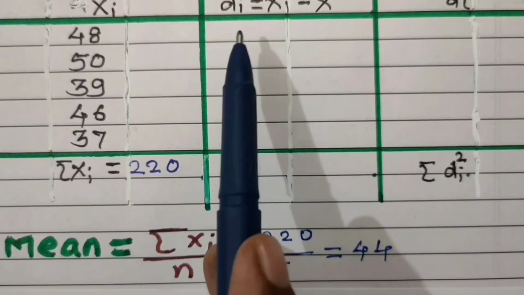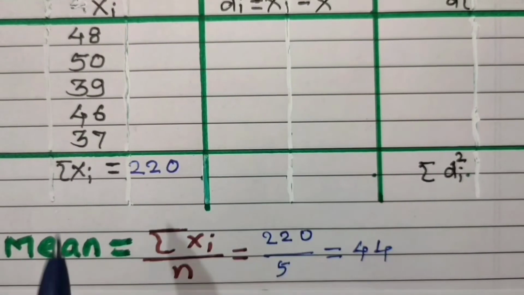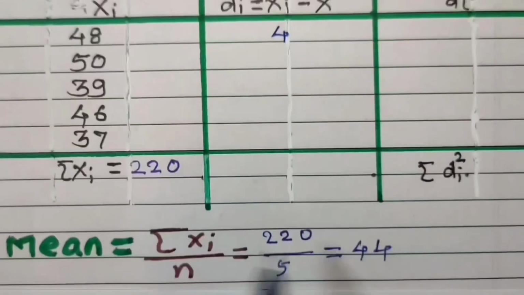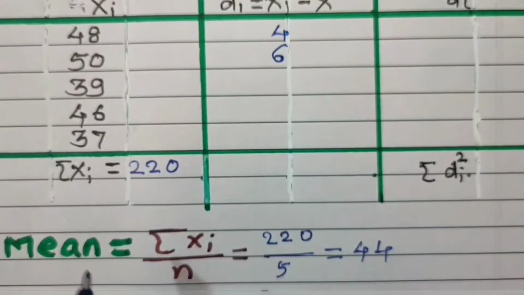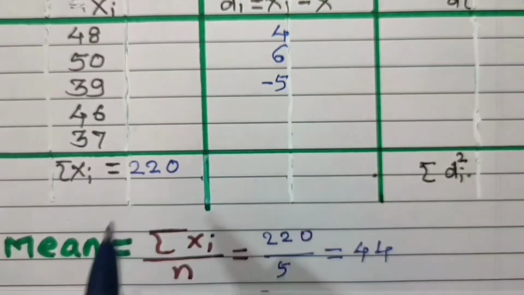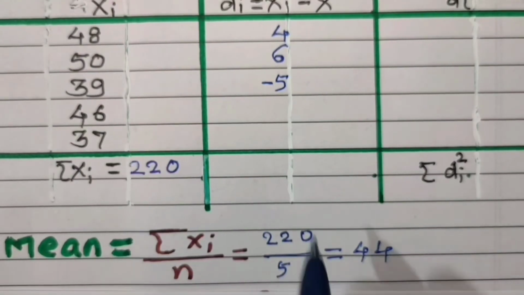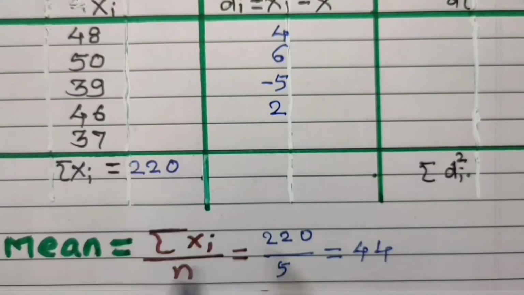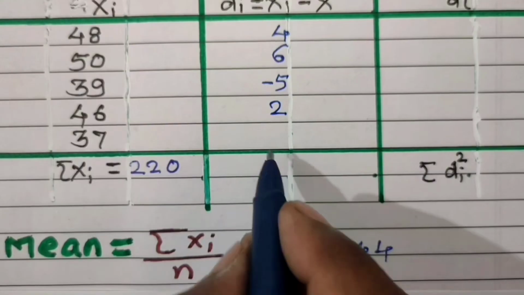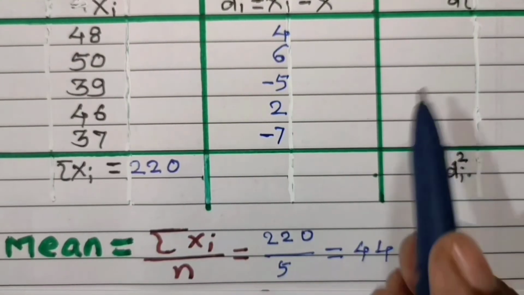di is equal to xi minus x bar, means 48 minus 44, which is equal to 4. 50 minus 44, which is equal to 6. 39 minus 44 is equal to minus 5. 46 minus 44 is equal to 2. And 37 minus 44 is equal to minus 7. Okay. Now we have to find out di square.